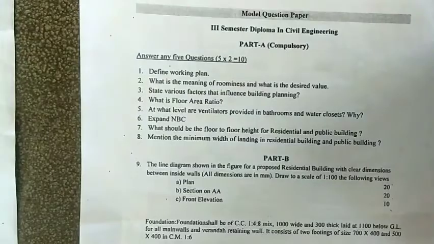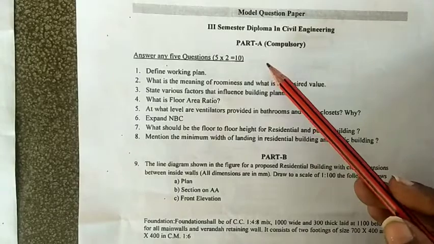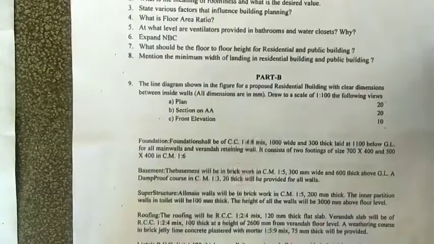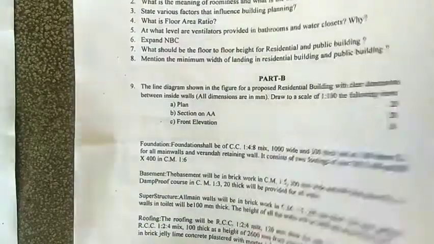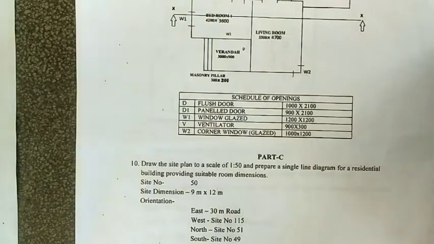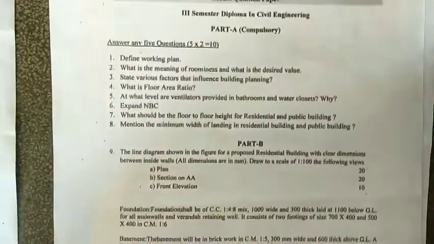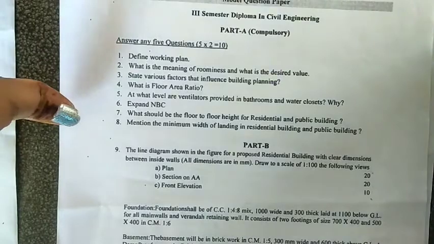Okay, so now let us discuss the model question paper. In your model question paper, your paper is divided into 3 sections, that is part A, part B and part C, wherein part A consists of theory questions, which will be for 10 marks. Each question will carry 2 marks. Then in part B, you will have a diagram which consists of 50 marks. And in part C, you will also have the smaller examples, that is the smaller diagrams, which consist of 20 marks.